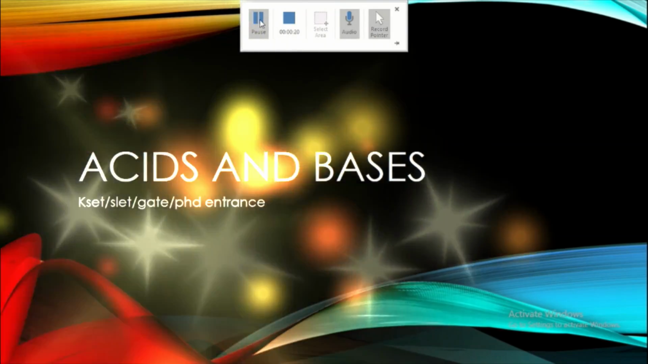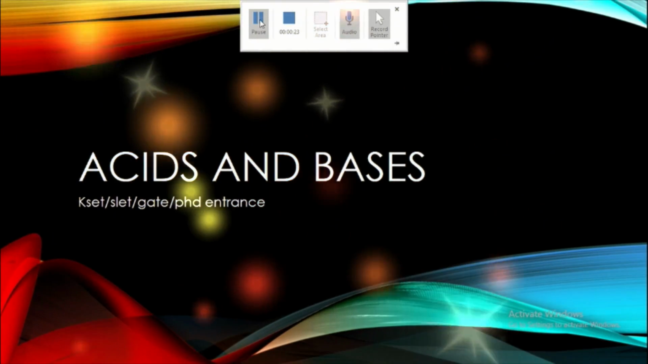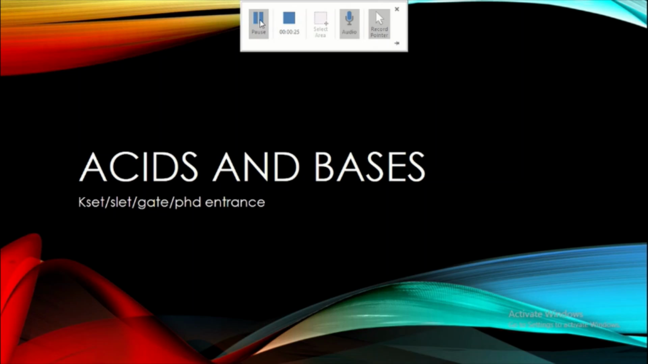So in this chapter now, let us discuss what is meant by acids, what is meant by bases, and also how it is involved in tests like KSET, SLET, GATE and PhD. It's almost an easy topic, but it is a little bit harder to understand. So just to understand this concept, some of our scientists have found the concepts called acid base concepts, which are dependent on some laws.